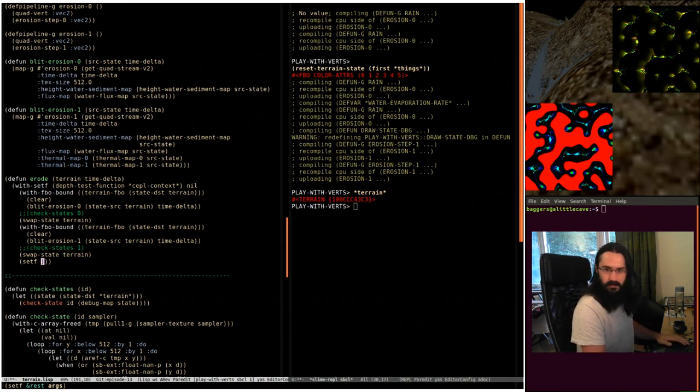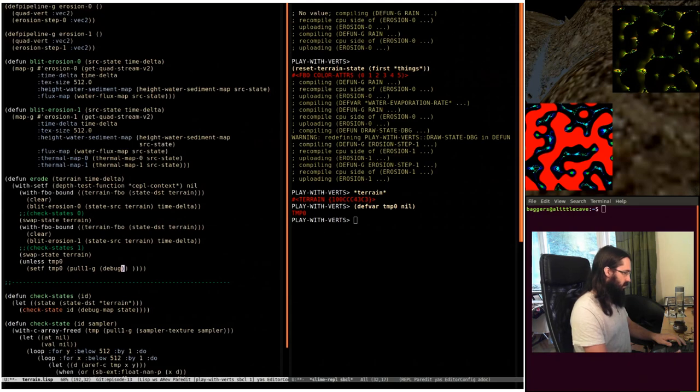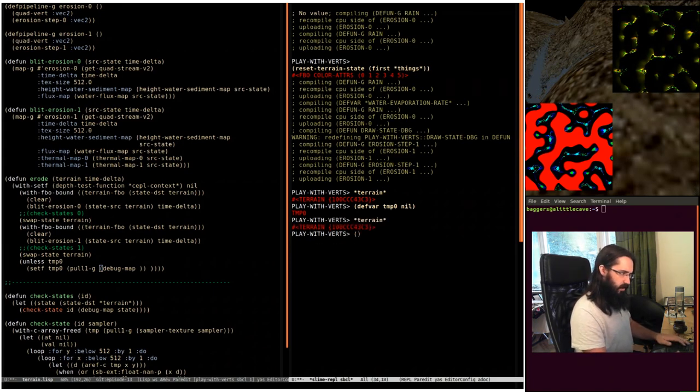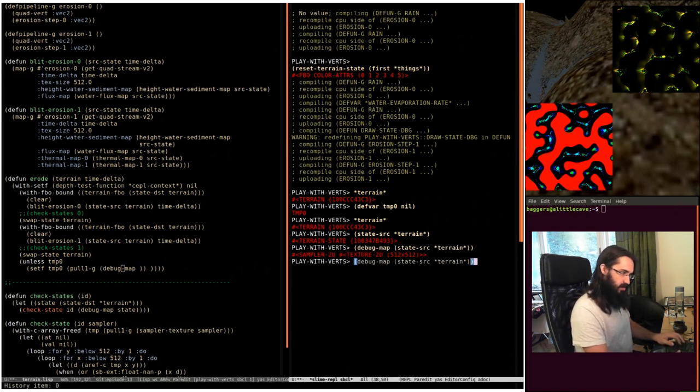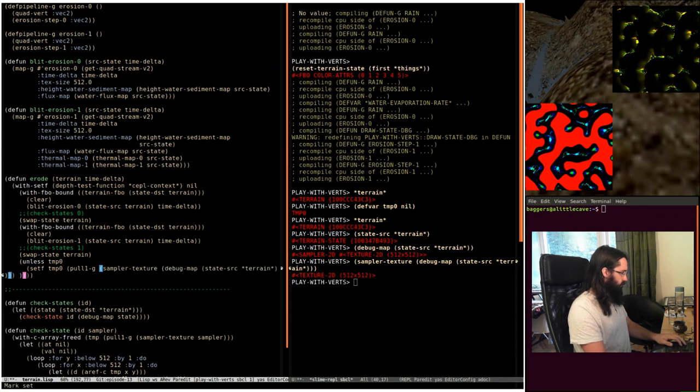Right, so I'm clicking things on the wrong screen, of course, as is my wont. Def temp 0 0. Well, that's temp 0, set f temp 0 to be full 1g debug map. And this is going to be a sampler. Let's get terrain again, and we go state source terrain debug map, which is going to be a sampler, and then we want the texture from that, so we do the sampler texture, and that's what we're going to pull. Okay, and now temp 0 will be populated.